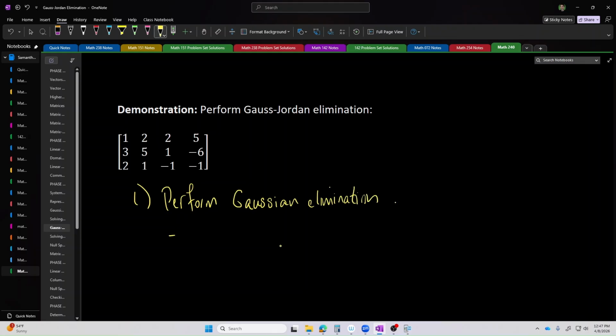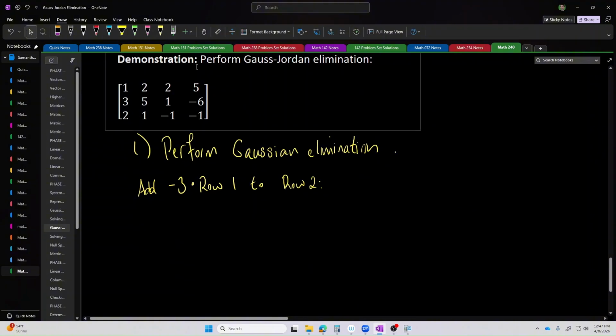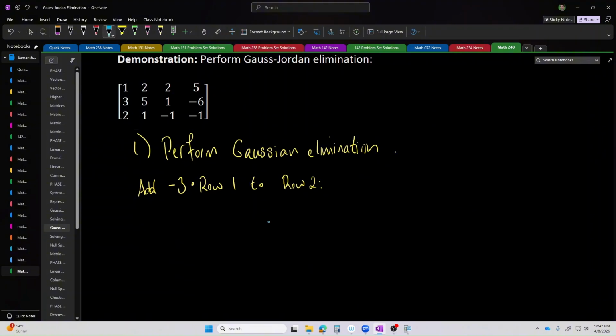So for example, I will add -3 copies of row number 1 to row number 2 to eliminate that 3 from the first column. And if I do that, the matrix becomes everything that it was before, except in the second row, we have 0, -1, -5, and -21. Hopefully that's right.